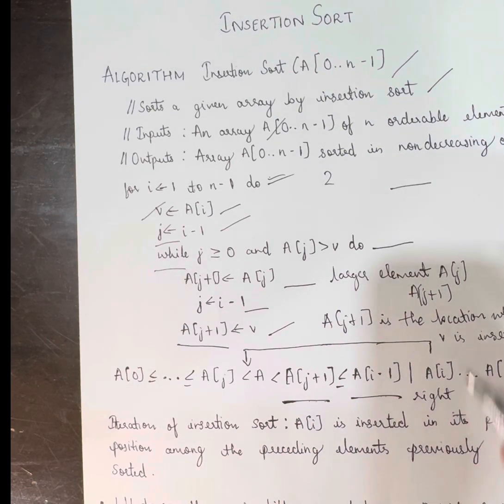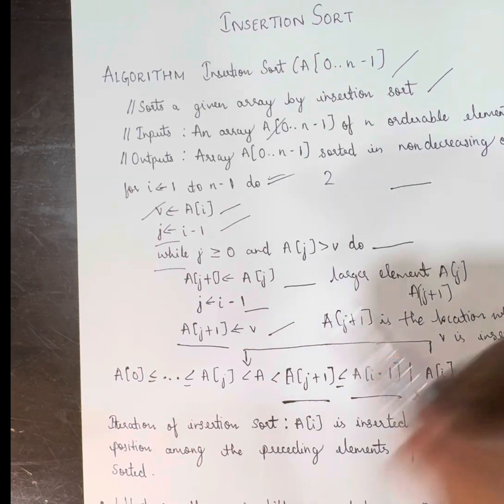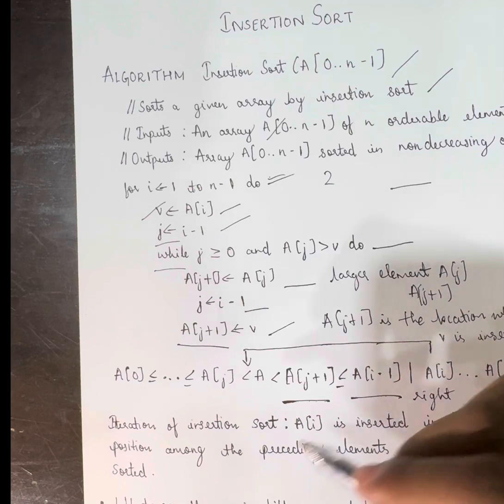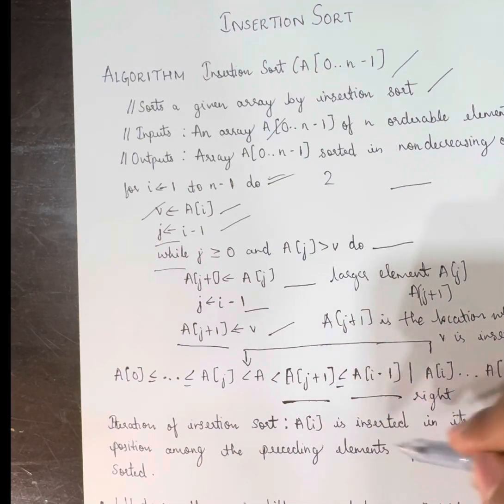The direction of insertion sort is that A[i] is inserted in its proper position among the preceding elements previously sorted. Now A[i] is inserted in its proper position amongst the preceding elements previously sorted.